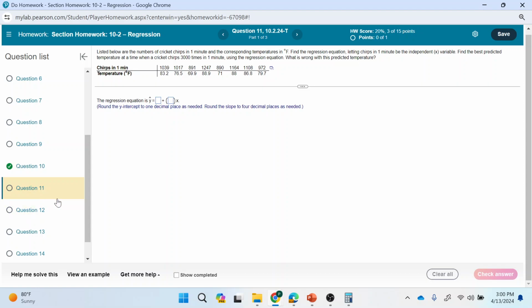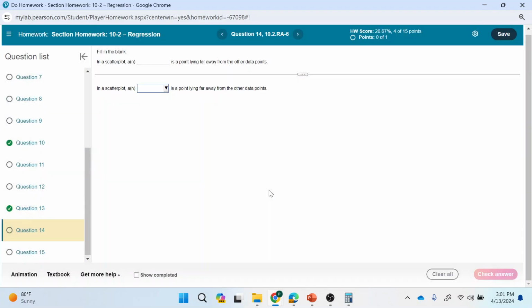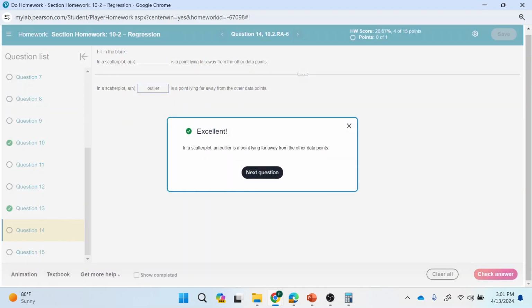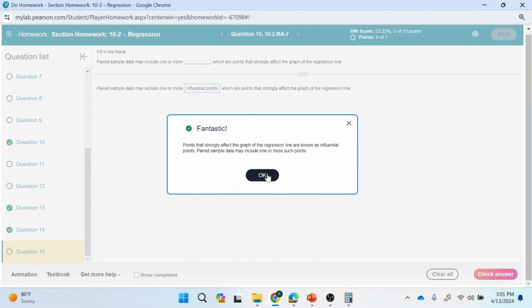Okay, those are the types of problems you have to do. Let's do some checkup here. Given a collection of paired sample data, this is the regression equation. In a scatter plot, a point lying far away from the data points is an outlier. They are far away from the data line. Paired sample data may include one or more blank, which are points that strongly affect the regression; those are influential points.